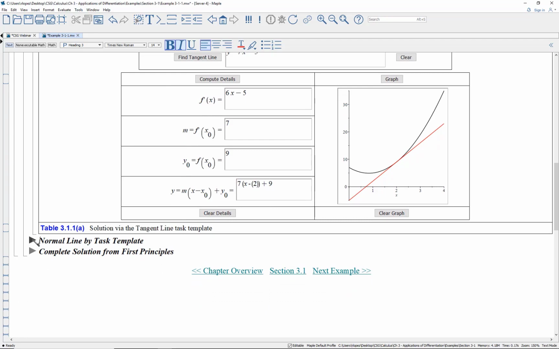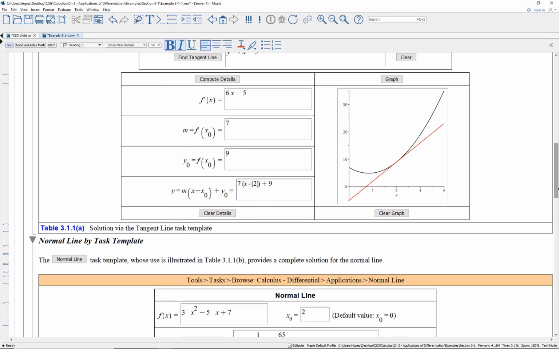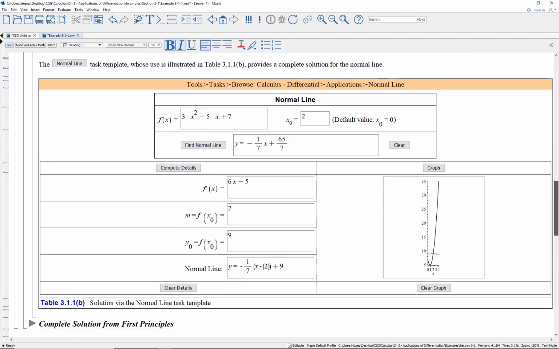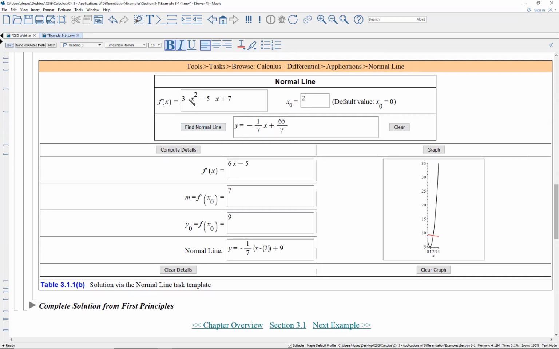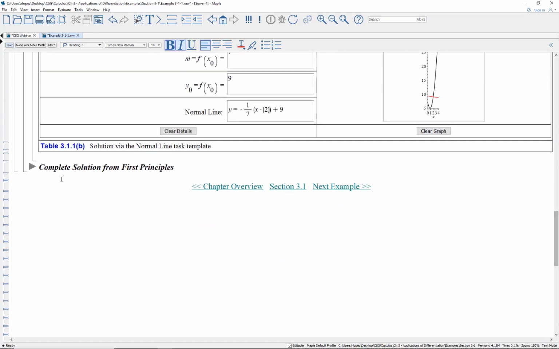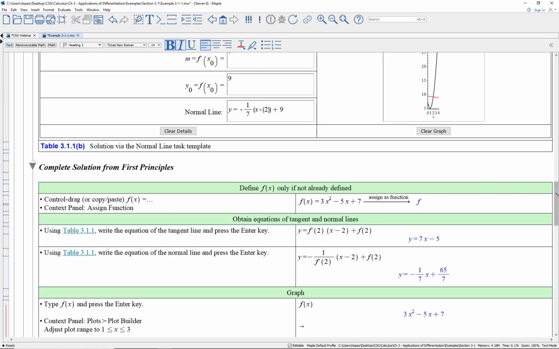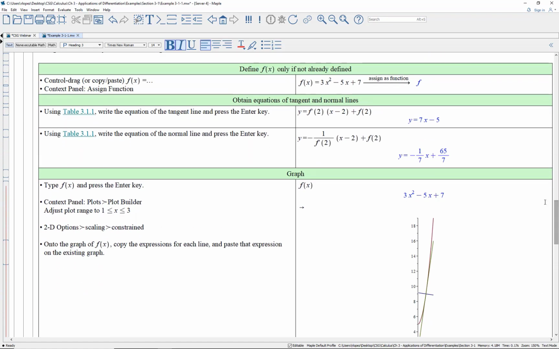There's a task template similar to this for normal lines. Okay. Fill it out the same way. And then there is a solution from first principles where you implement the steps, but in Maple.